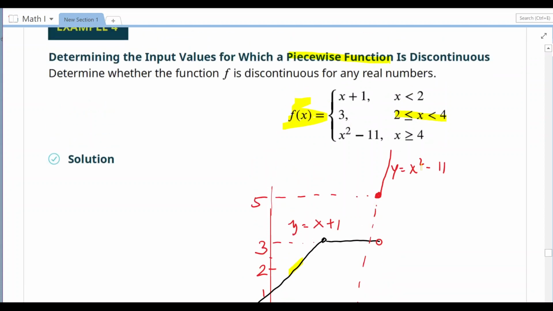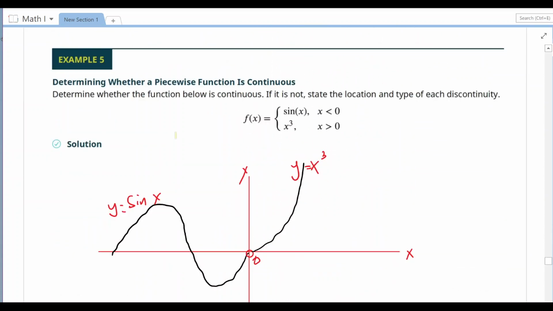Next one, determine whether this piecewise function is continuous. f of x equals sine x when x is less than 0. This is sine x, not a very good representation of sine x. At x less than 0, there is an open circle at 0. And then f of x equals x cubed when x is greater than 0. So this is the graph for x cubed approximately, starting from x greater than 0.